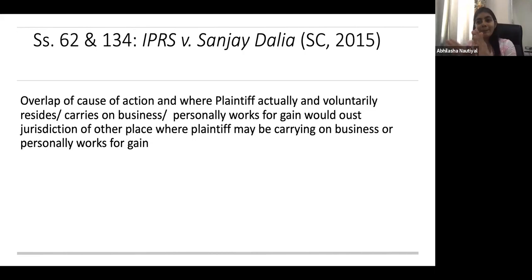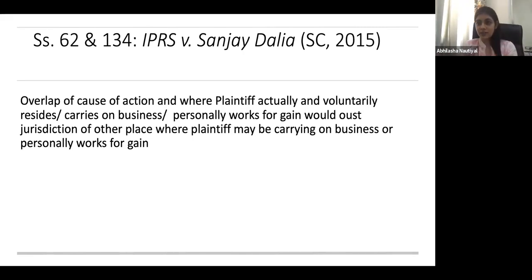Now we come to the plaintiff. The Supreme Court in IPRS versus Sanjay Dalia said, if there is an overlap of the cause of action and where the plaintiff actually voluntarily resides, carries on business, or personally works for gain, if there is an overlap of these two activities in a certain place, then that is where the jurisdiction of the court under Section 62 and 134 will be exercised. So if there is an overlap, that is the court of appropriate jurisdiction.